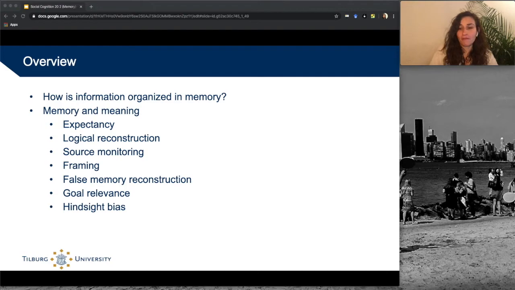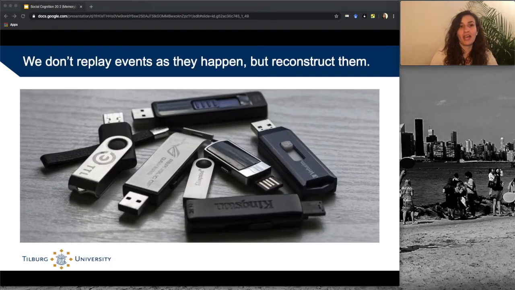As a takeaway from this lecture, I would like to point you to this idea again. So I think the most important takeaway is that our memory is not necessarily an accurate reflection of our past, meaning that we don't really replay events as they happen, but we reconstruct them. And in this process of reconstruction, of course, social things can have a huge influence. So this is why memory is an integral part of social cognition.